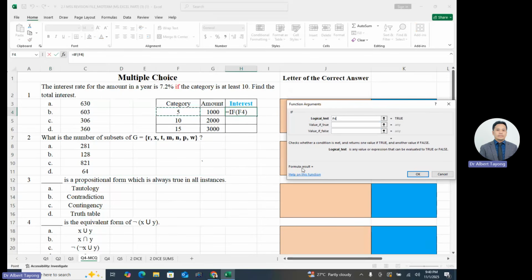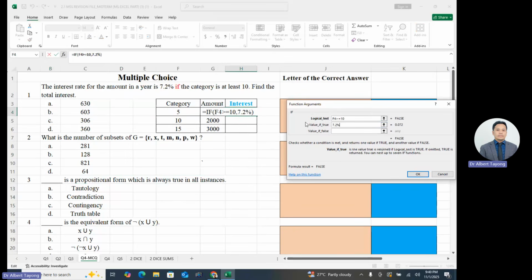It is at least 10. That's greater than or equal to 10. That's the meaning of at least. If I say at most, it is less than or equal to that number. And the next one is the value if true. The value if true is here, 7.2% of the amount. So that's the outcome.